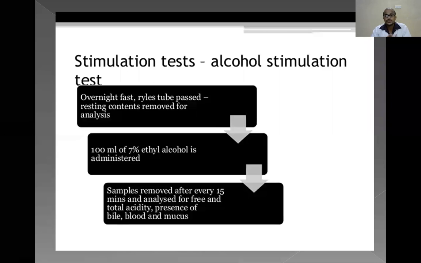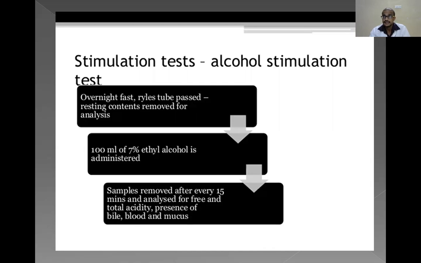And stimulation tests, we know different stimulants are given. The first one is the alcohol stimulation test. Overnight fast, Ryle's tube is passed and resting contents are removed and analyzed. In all the stimulation tests, the resting contents are analyzed. 100 ml of 7% ethyl alcohol is administered and samples are removed every 15 minutes and analyzed for free and total acid. It is also analyzed for the presence of any bile, blood or mucus in the gastric fluid.